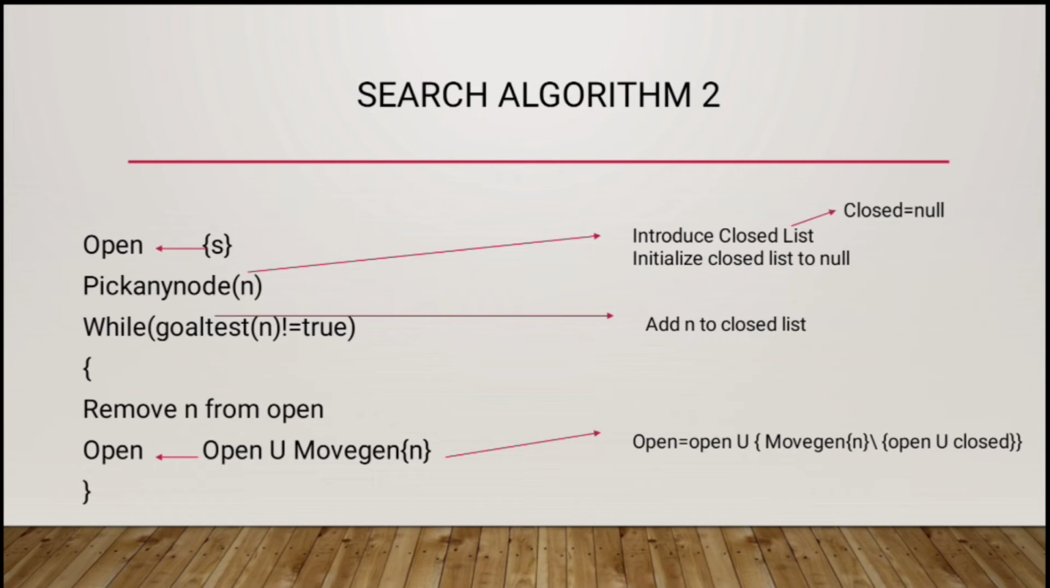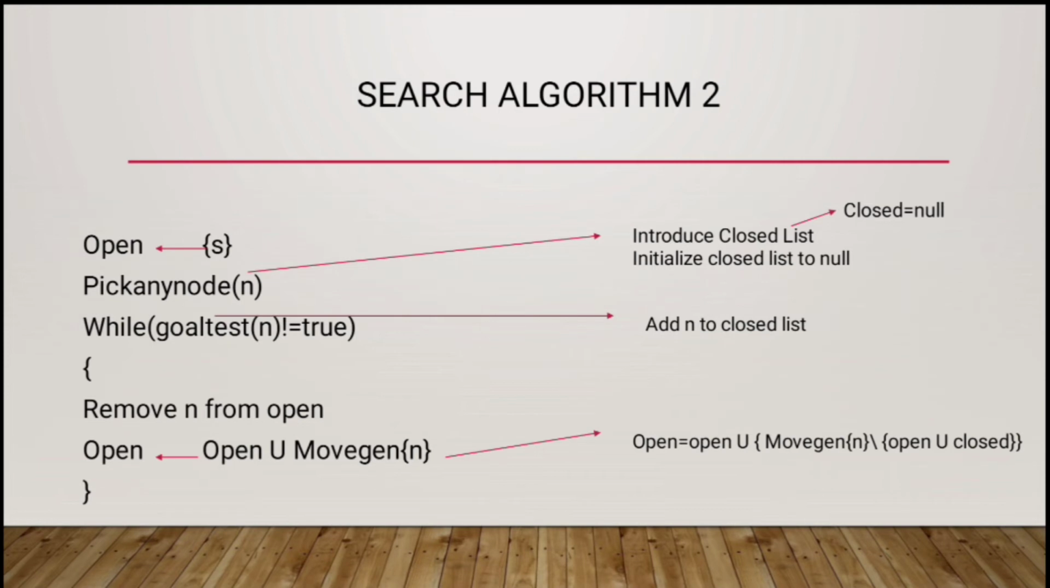Why are we adding that? Because it is meant to say that this node has been visited. So we are adding two steps that have been introduced. One is that we are introducing closed as a list. We have created a new list which is closed, and then we have added n to the closed list. And again the goal test, same procedure that we have done in the previous algorithm.